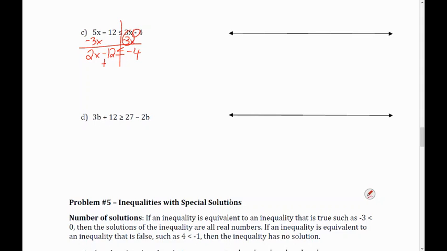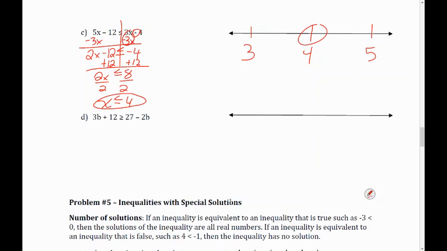Add 12 on each side now. We have 2x, which is less than or equal to 8. We want to divide each side by 2. X is less than or equal to 4, which we then graph. 4 is in the middle, 5 to the right, 3 to the left. Circle over the 4, shade it in. And less than means we shade to the left.